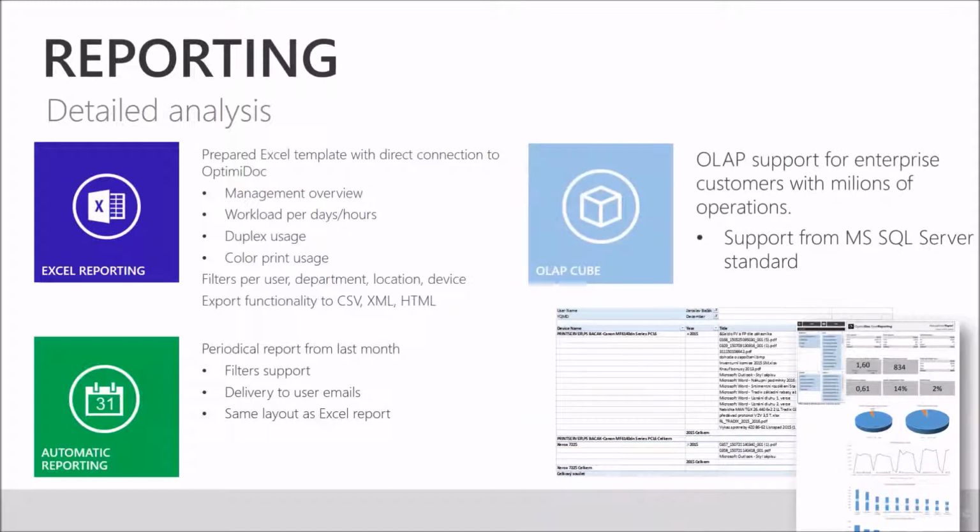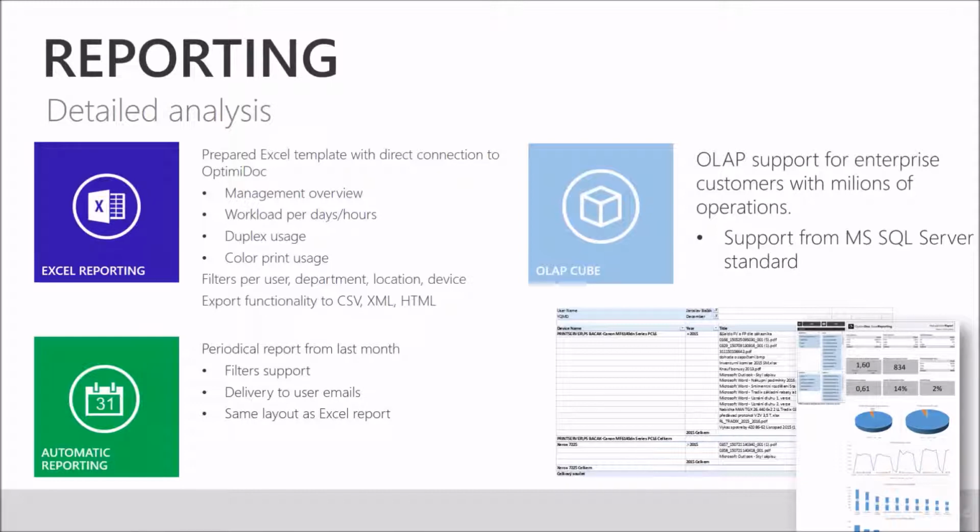Last option, which is new inside the OptimiDoc, is the OLAP Cube. OLAP Cube is a unique technology for customers with hundreds of devices which realize millions of operations per month. With such an amount of information, the OLAP cube can create a really detailed report, including, for example, the file name, really fast and without any problem. This technology is supported on the Microsoft SQL standard.